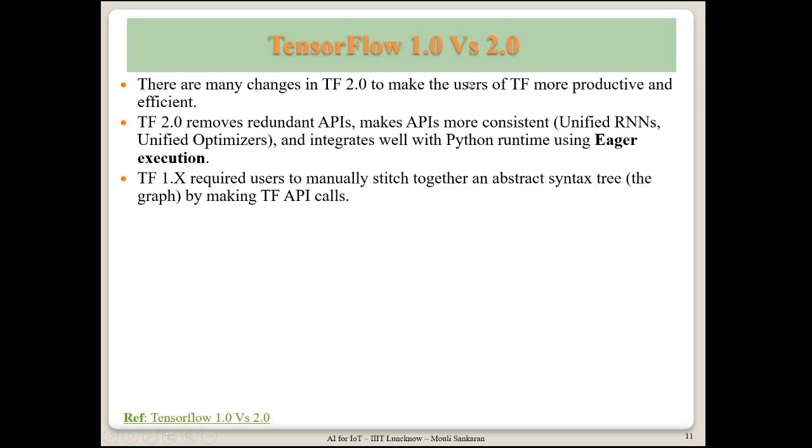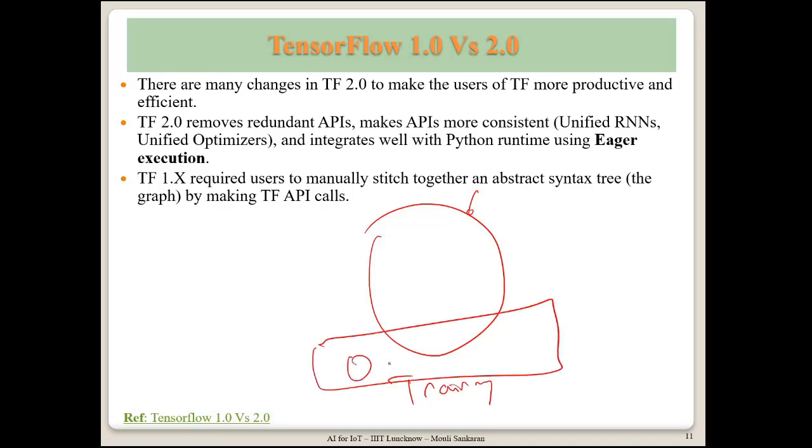So what has 2.0 done? When you are doing training, it is assumed that you are running it on a powerful machine with maybe GPUs or CPUs and TPUs.